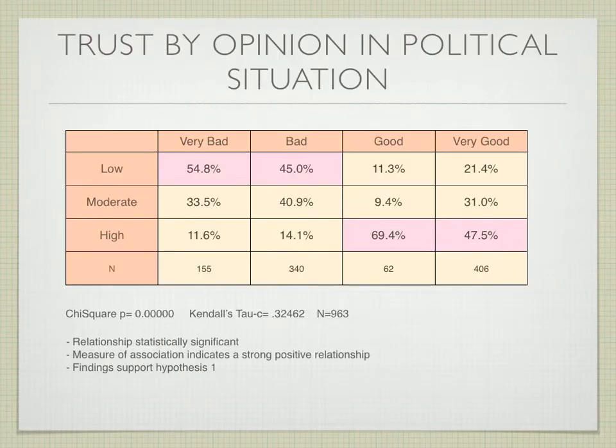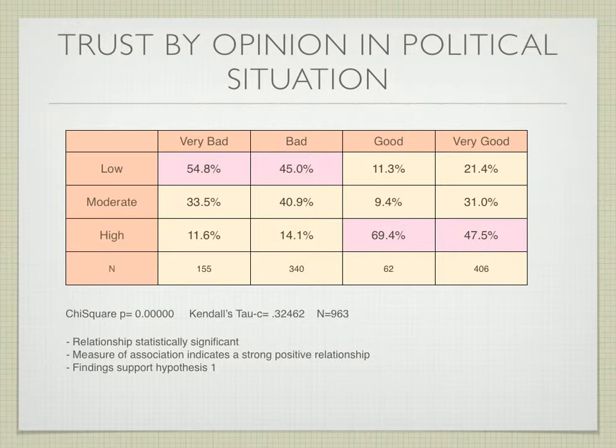Upon running the cross-tabulation for comparison between the level of trust in government institutions and opinion of political situation in the country, we see that the chi-square probability value is 0.00000, which means that there is less than 1 in 100,000 chance of relationship due to a sampling error, and thus the relationship is statistically significant.